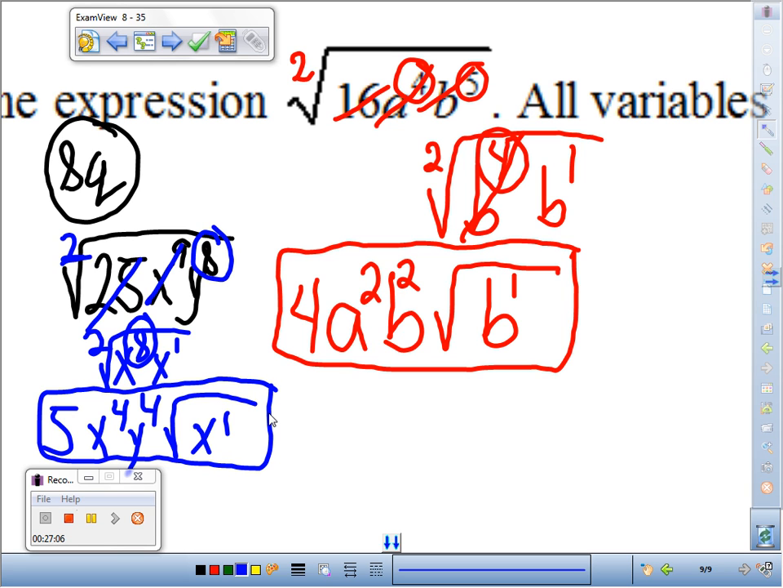Now some of you wrote the y to the 4th at the end. Make sure you keep them together and the radical is at the end. Hands if you got that by yourself. Okay? Let's move on, number 9.